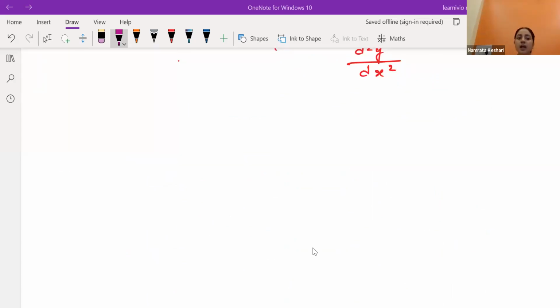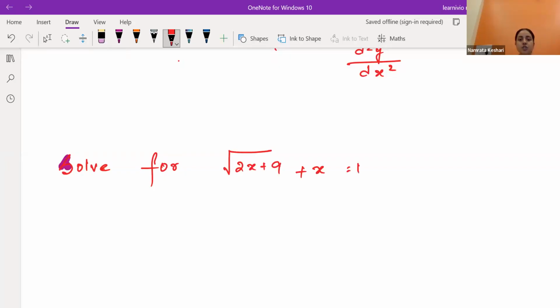So let's discuss how to solve this type of quadratic equation. Solve for square root of 2x plus 9, plus x, is equal to 13. Okay, how to solve this quadratic equation? Now the question is, is it a quadratic equation? Yes, it's a quadratic equation.